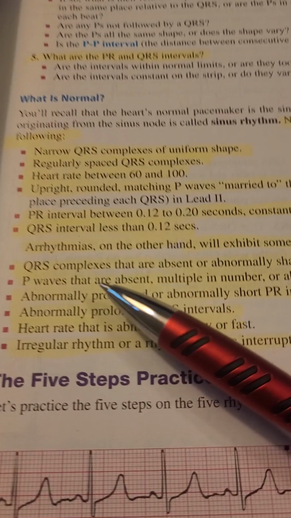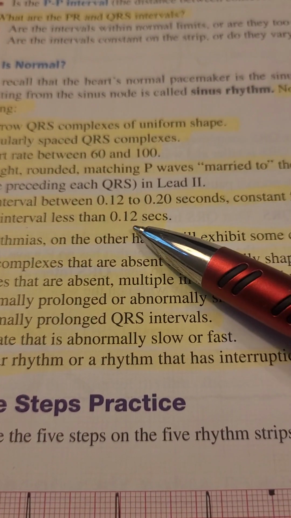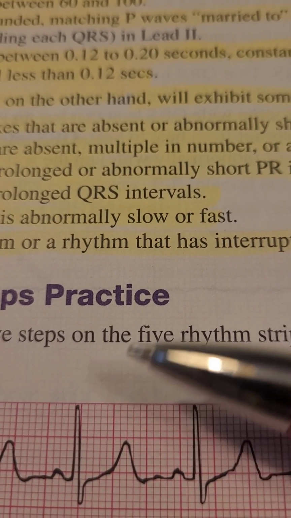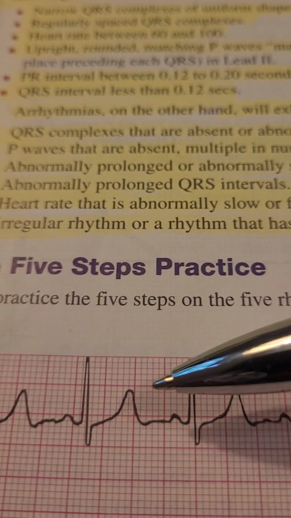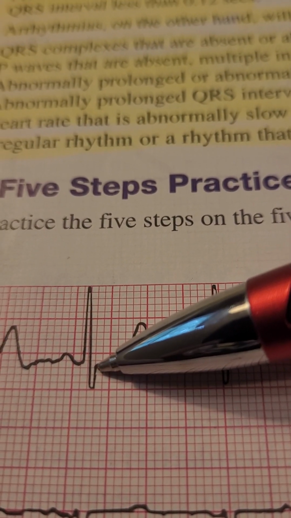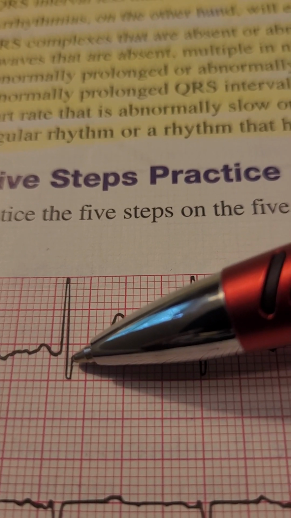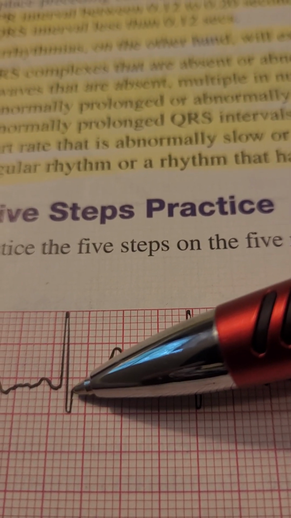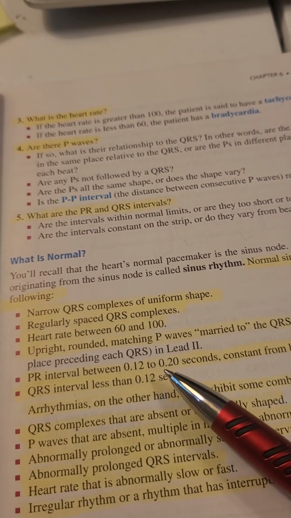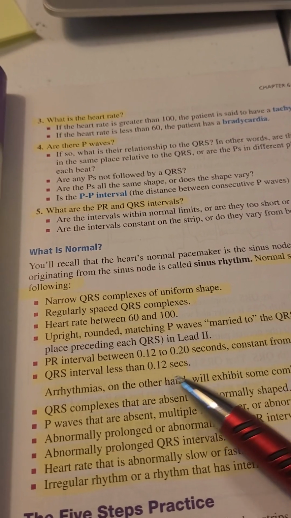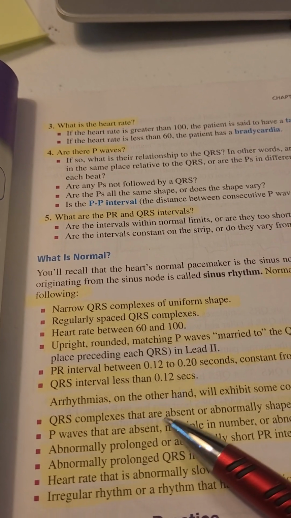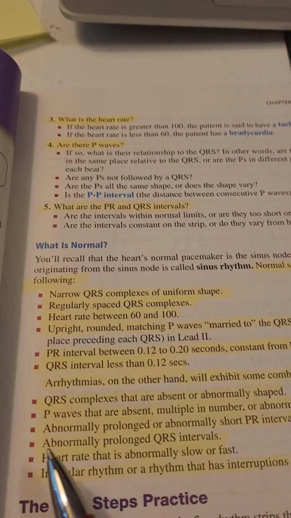QRS intervals should be less than 0.12. Remember, each little box is 0.04. So from the beginning of the QRS to the end of the QRS should be 3 boxes or less. If it's longer, there's a problem, and there's a name for that rhythm.